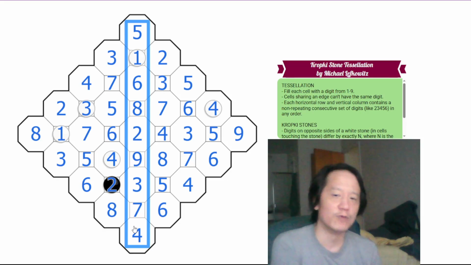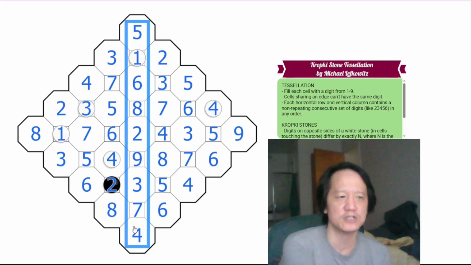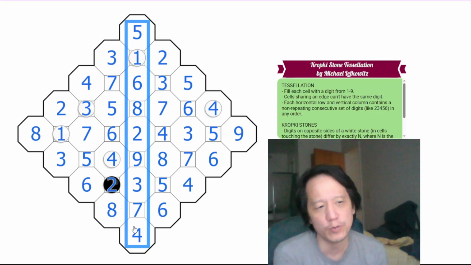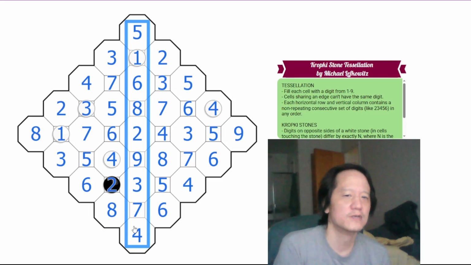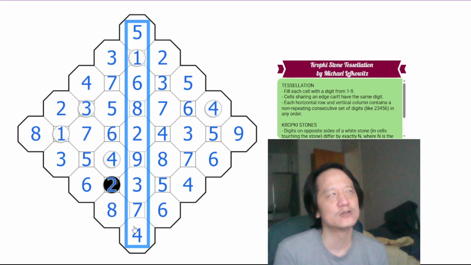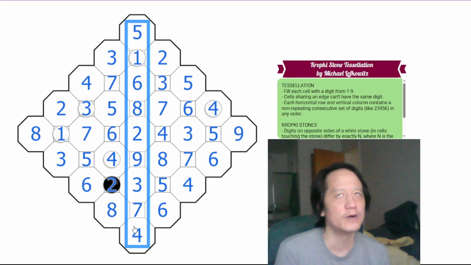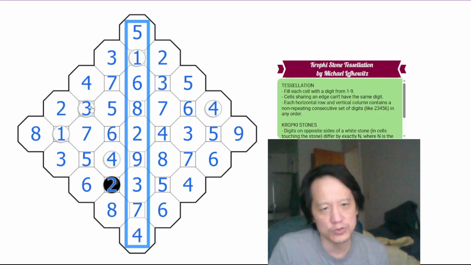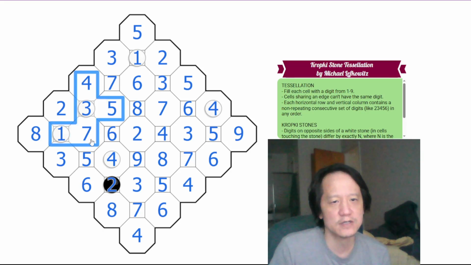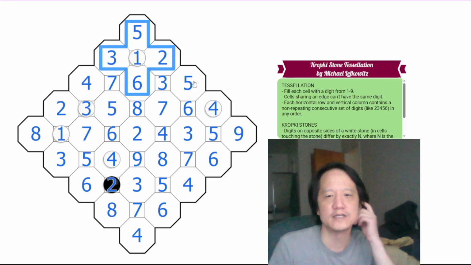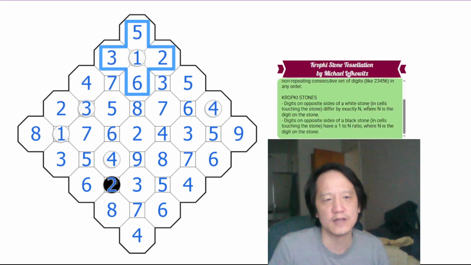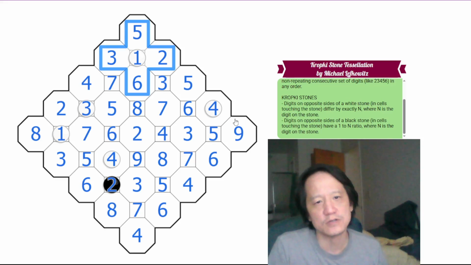And it works very well with the tessellation because tessellation is much more open-ended than, say, a normal Sudoku, I would say. Well, that's not necessarily the case, but Sudokus usually have a lot more rules to limit things. This only had the Kropki stones and the tessellation itself, which is not very many rules to limit things.